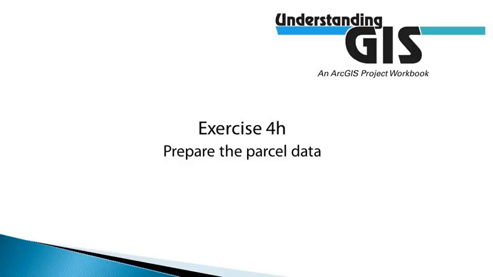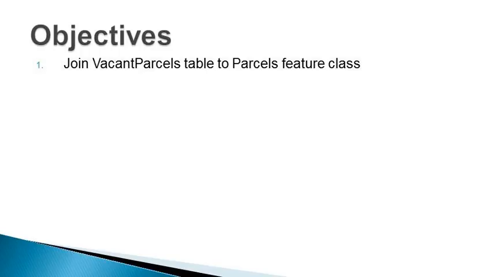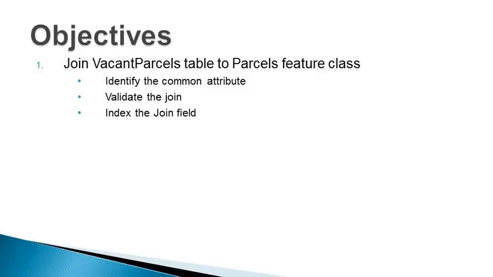We have 5 objectives. First, we'll join the standalone vacant parcels table to the parcels feature class. That's how we'll know which parcels on the map are vacant. A table join needs a common attribute shared by the feature class and the standalone table, so we'll look for that. Then we'll validate the join to make sure it doesn't fail on a technicality, and we'll index the key field in the standalone table to make the join run faster.